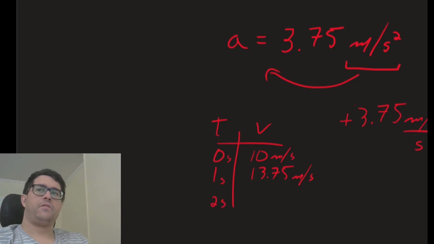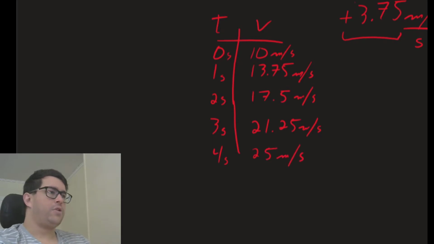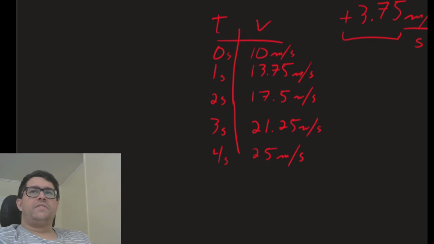After another second, the speed increased by 3.75. So they're at 17.5 meters per second. After another second, their speed increased by 3.75 again. They're at 21.25. After another second, their speed is increased to 25 meters per second. And you can see here every time it's adding plus 3.75. And it took them 4 seconds.